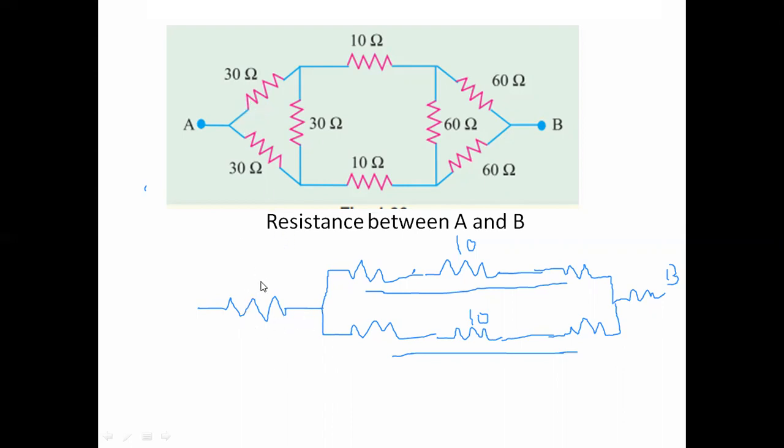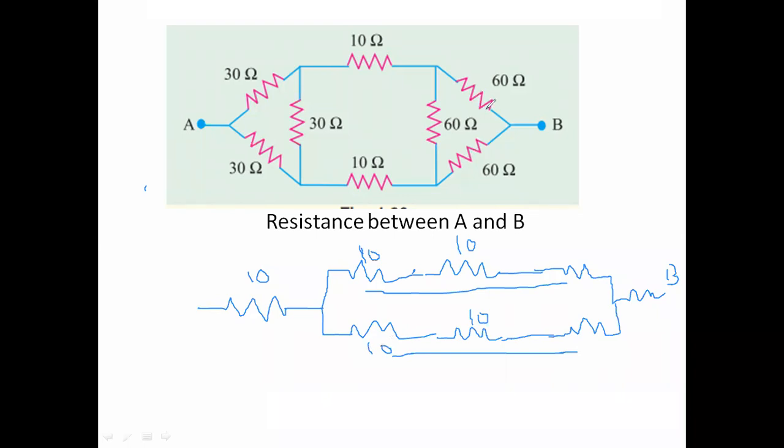So this resistance value is 30 into 30, that is 900 divided by 90, that is 10 ohms, because here all are equal resistances. So this value is also 10 ohms. This is also 10 ohms.